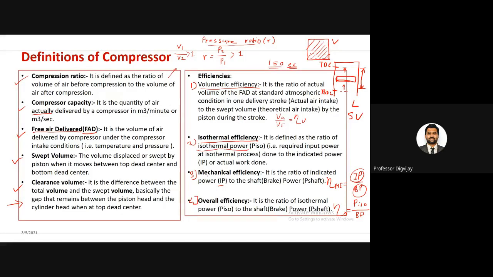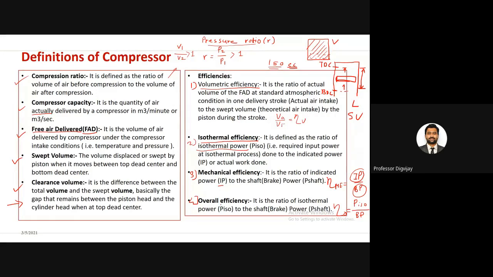Mechanical efficiency is a very general term. It is the ratio of indicated power to the brake power. Brake power is the amount of energy given to the engine or given to the compressor, and indicated power is actual energy being utilized. Suppose you give an input of 100, but 70% of the power is utilized, so in that case efficiency will be 70%. The last was overall efficiency.